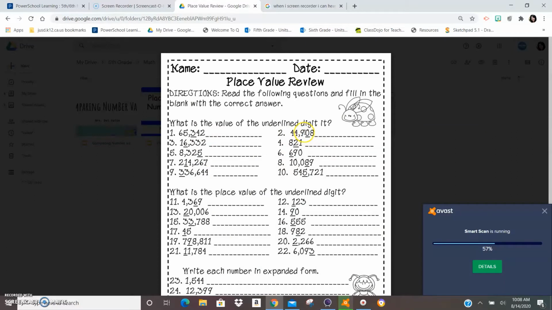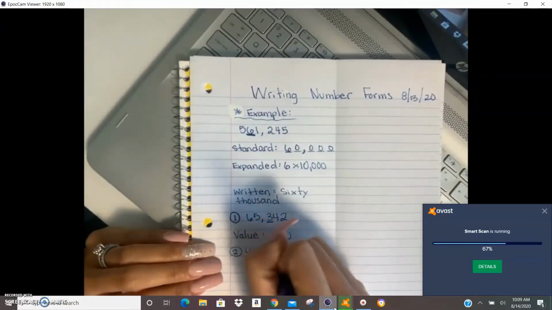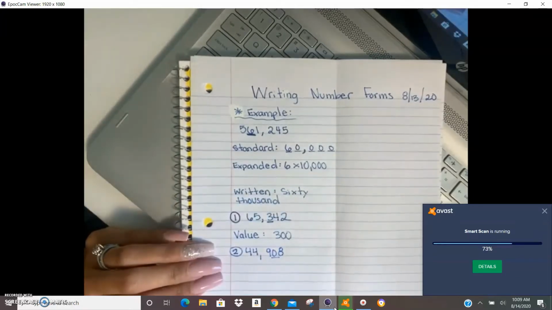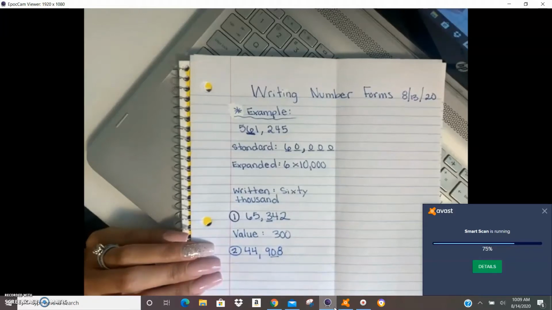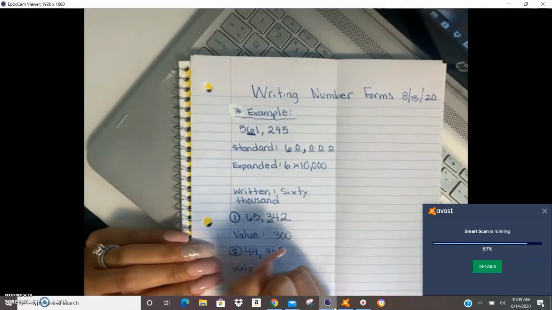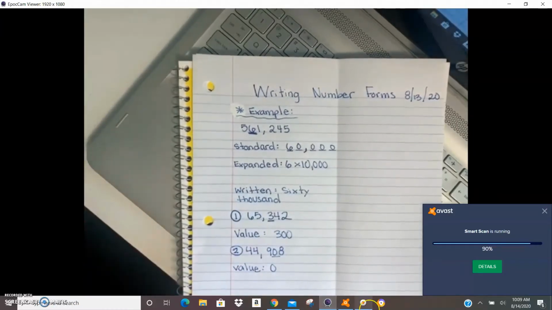44,908. What is the value of this is the place value of the tens place, right? So I'm going to write number 2 down on my paper, which is 44,908. And they underlined the tens place. And you're probably thinking, well, that's a 0. Well, then what's the value of 0 tens? Well, the value is 0. There's nothing there, right? Very good.